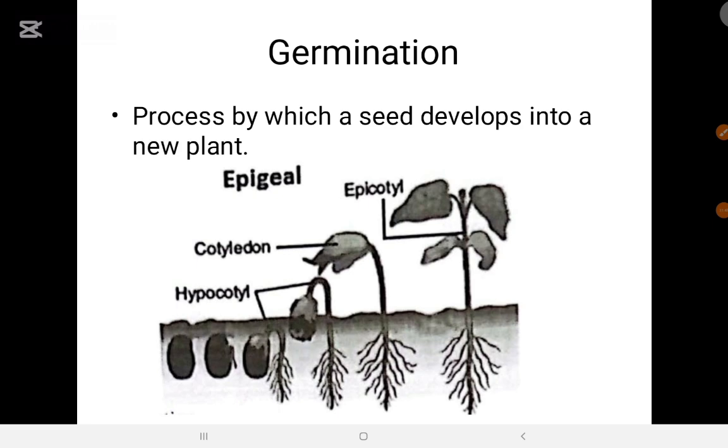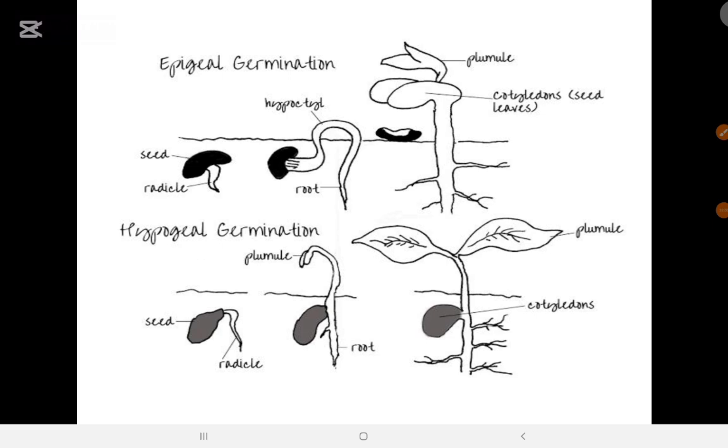Then we have germination now. Germination is the process by which a seed develops into a new plant. Now, there are two types of germination: the epigeal germination and the hypogeal germination. In epigeal germination, first, what does epi mean? I said outside. So what does hypo mean? Hypo means under.